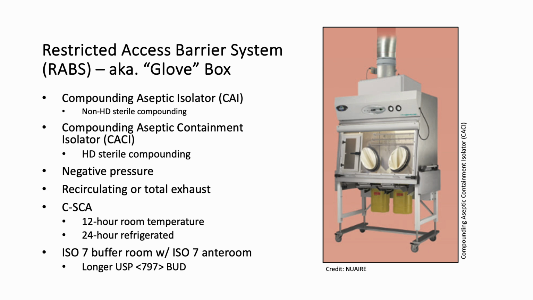Now, if this CAI or CACI, the RABs, the glove box, is in a segregated compounding area, it would be considered Category 1 compounding and receive a beyond use date of 12 hours room temperature or 24 hours under refrigeration. Just like any other PEC, it would have to be in a full compounding room suite to give it beyond use dating of Category 2 or Category 3.